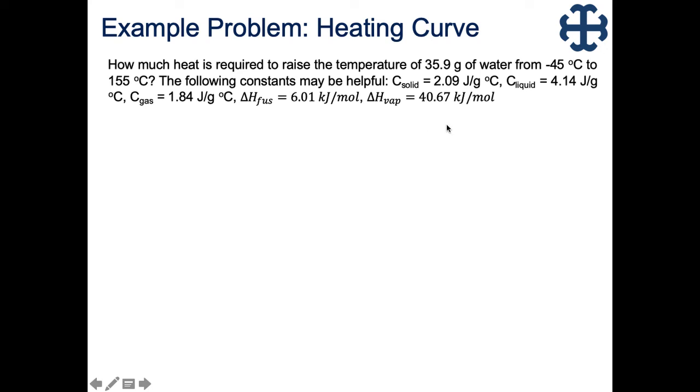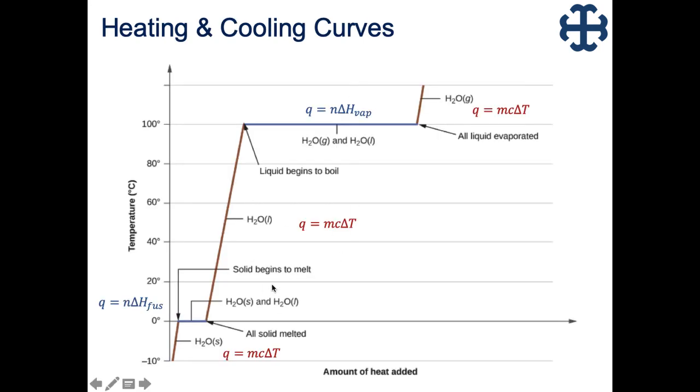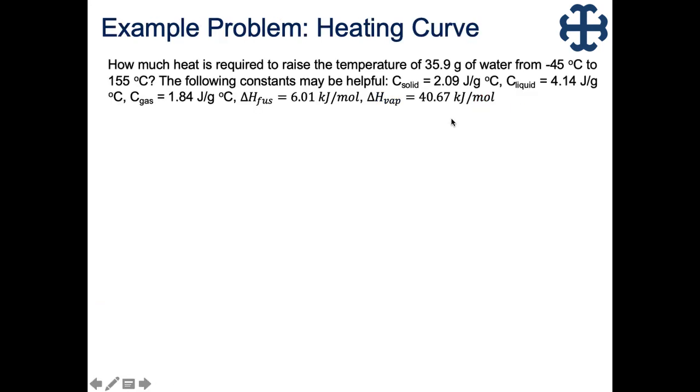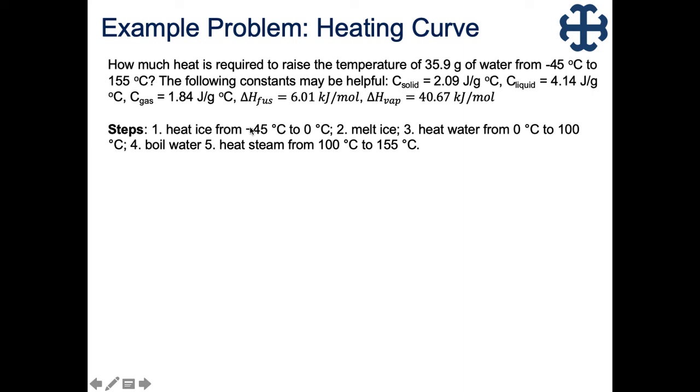So our first step would be to think about where on this curve we are starting, and in this case we're at negative 45 as our initial temperature. So before we can do any sort of phase transition, we need to warm our solid ice up to 0 degrees. That would be our first step. At that point, we have ice that we would begin to melt, so it's a phase transition. Then once all our ice is melted, we have liquid water. We would heat that from 0 degrees Celsius to 100 degrees Celsius. And then we would begin to boil the water and then heat the steam, the gaseous water, from 100 degrees to 155 degrees Celsius, okay?